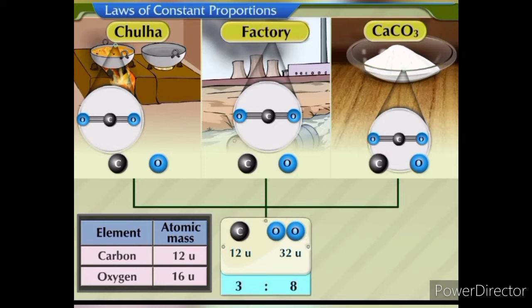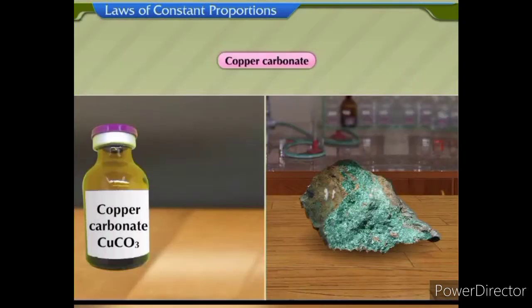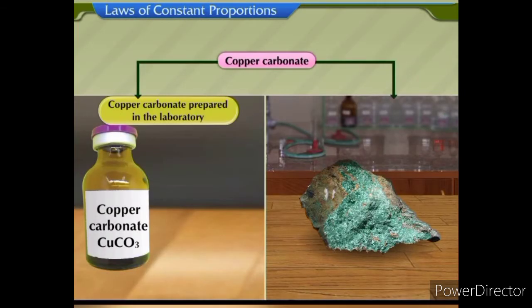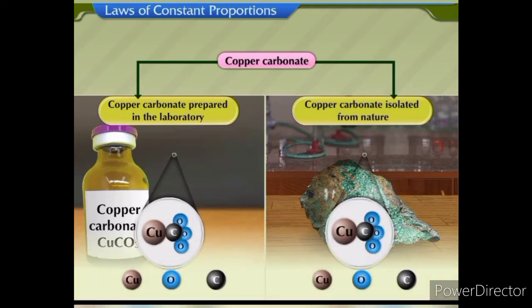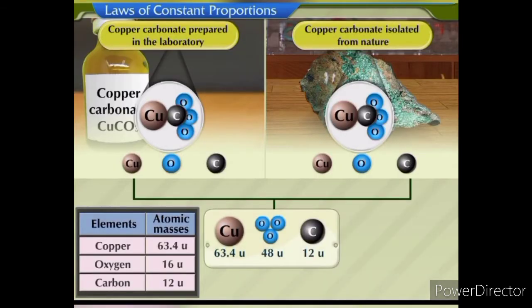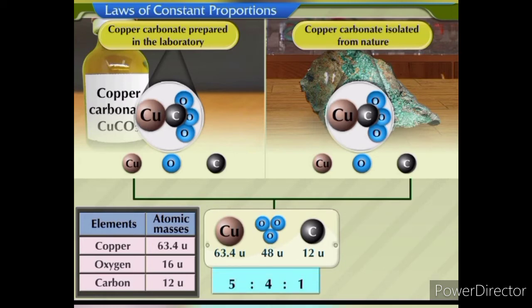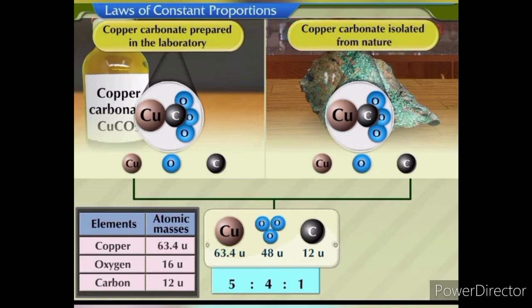Let us study some more examples. Copper carbonate prepared in the laboratory or isolated from nature will always contain the same elements, copper, oxygen and carbon. The proportion of copper, oxygen and carbon will always remain 5:4:1 by mass, irrespective of the source of copper carbonate.